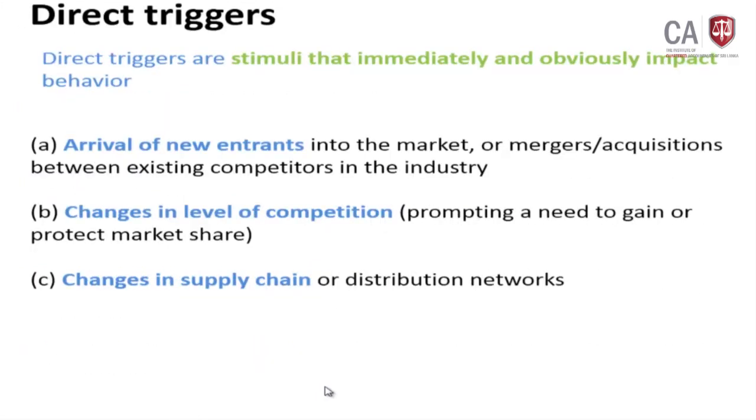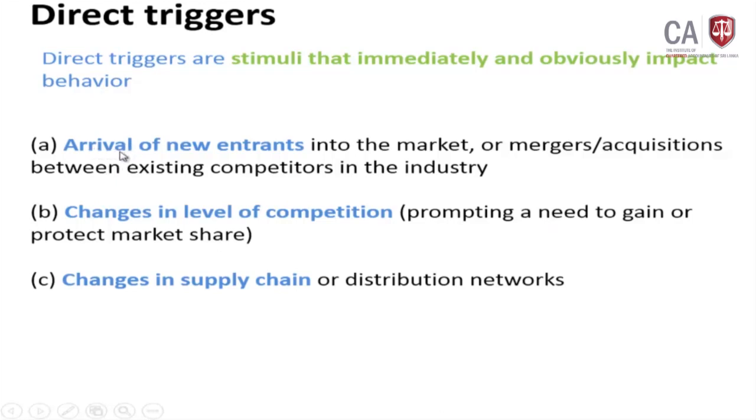Direct triggers. What are the direct triggers? Direct triggers are stimuli that stimulate immediately and obviously impact behavior. That is actually directly impacting. That is a direct stimulus. So, we talk about this in this example.